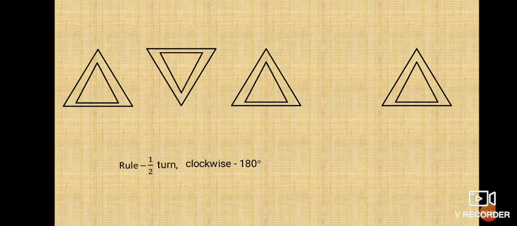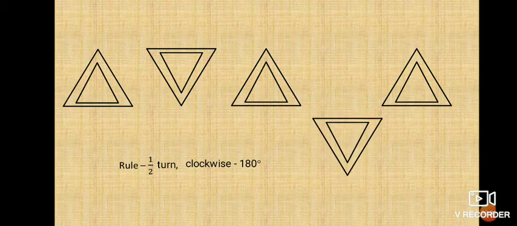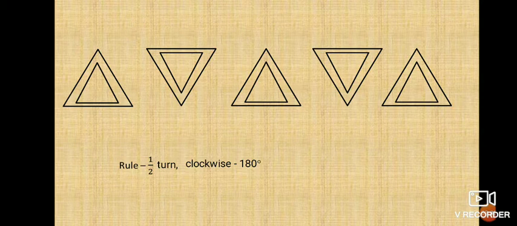Another similar kind of example. At this time the rule is 1/2 turn. So basically half turn. Again it is moving clockwise, and this time it is 180 degrees. Now observe the pattern carefully. The first triangle is pointed in upward direction. The second triangle is pointed in downward direction. Then the third again in upward direction. Now the fourth will be downward direction. Then the fifth again upward direction. So this way we complete the pattern, and the rule is half turn, that is clockwise 180 degrees.